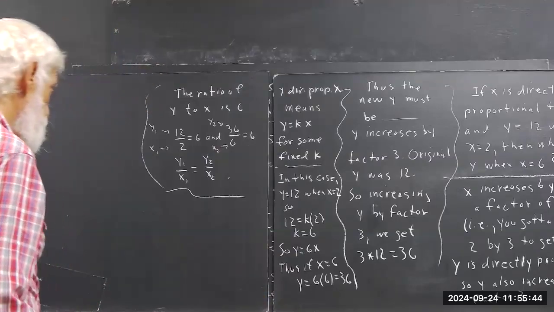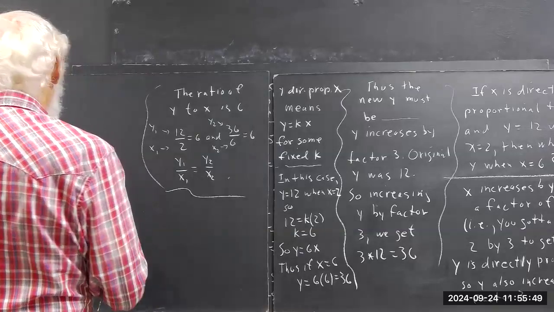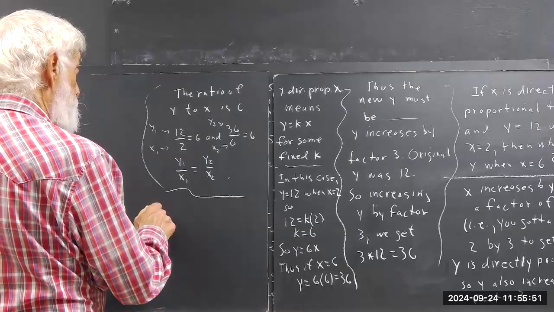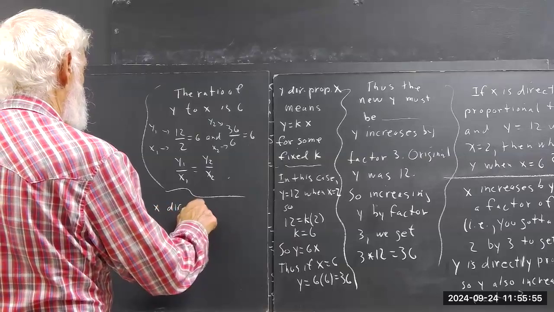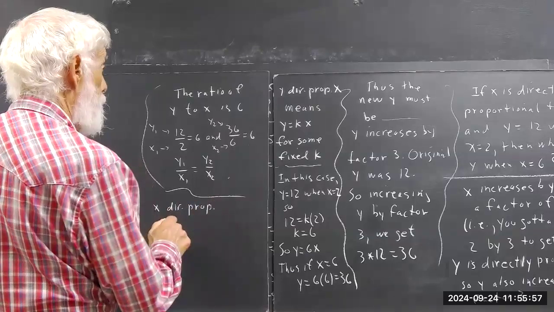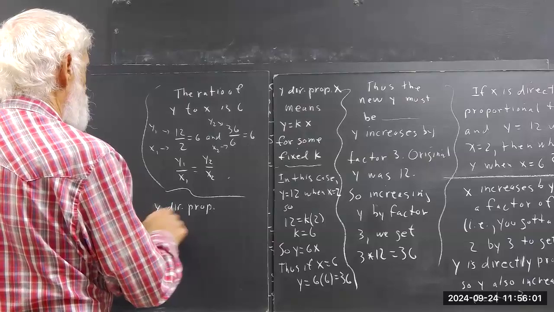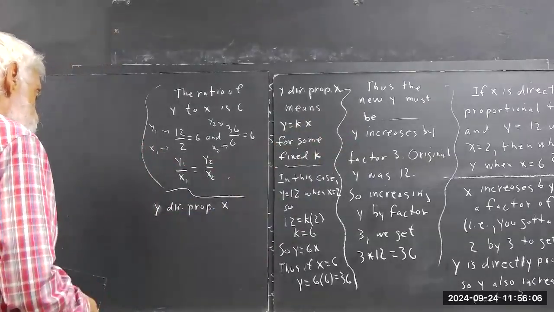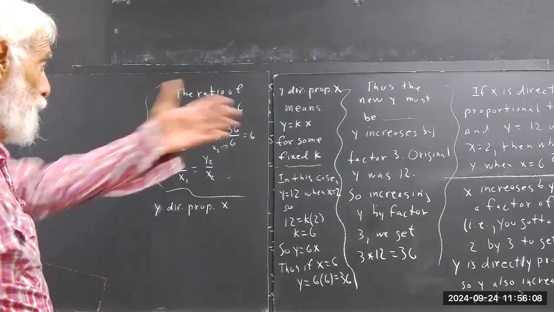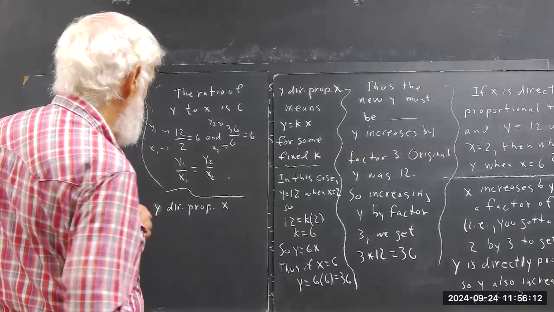Now, let's try this. I should have really said y is directly proportional to x. It's more traditional way to write it. It's okay either way. But y is directly proportional to x.